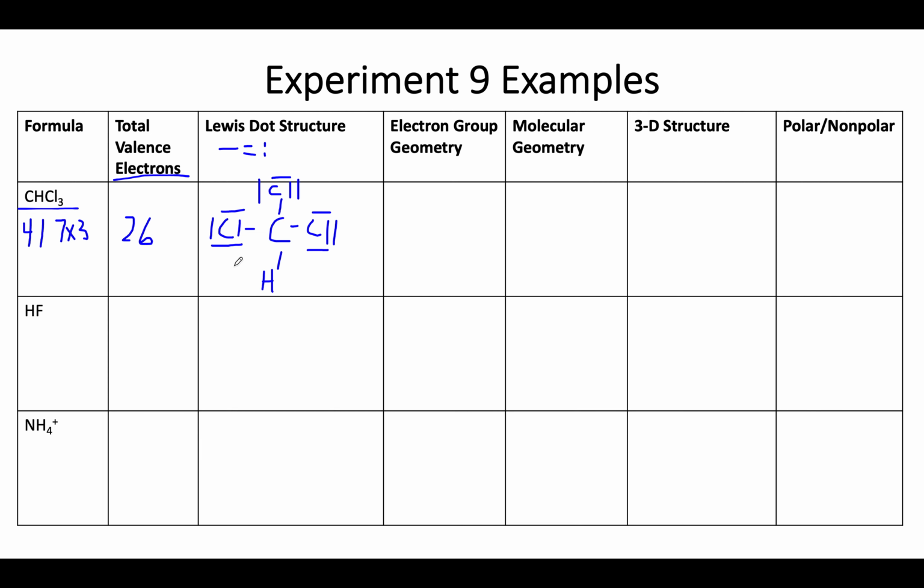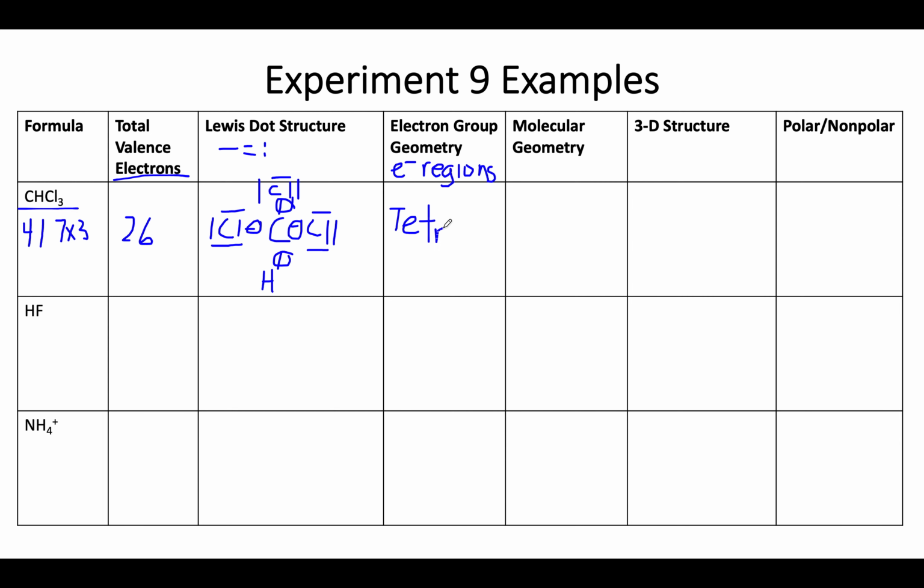So this is the Lewis structure for this CHCl3. Now the electron geometry, basically the question is, how many electron regions do you have around the central atom? So we're constantly looking at the central atom, and in this case, we want to see that carbon has 1, 2, 3, 4 regions. So we go back to that chart on page 151 and we look, and that is a tetrahedral.